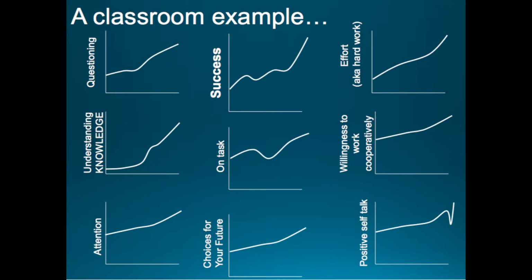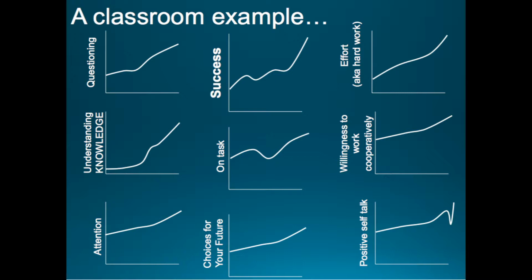So let's dive into a few of the variables that can increase your success. Questioning. The more questions we ask, the more understanding we gain. So you'll see questioning increasing over time and our understanding or level of knowledge also increasing over time. Another thing that allows us to be successful is to focus our attention. To focus our attention on our priorities, to focus our attention on positivity, to focus our attention on the skills and knowledge that we need to achieve our goals.